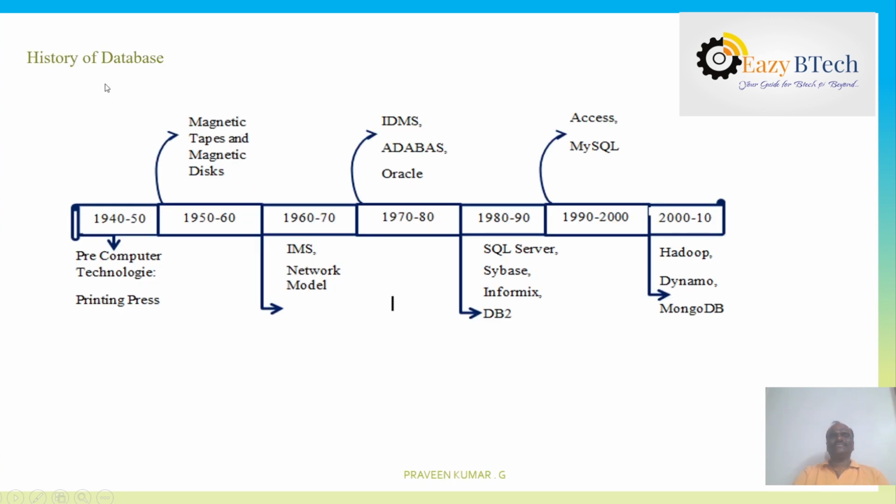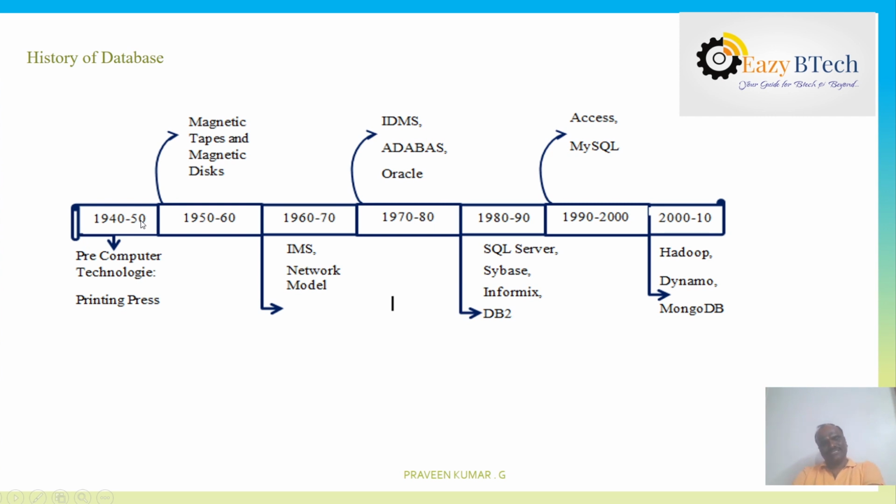Next, what is the history of the database? What about the history of the database management system? Before the 1960s, data may be stored in magnetic files. 1940 to 1950, here this chart is in the form of decades, meaning 10 years. This is the pre-computer technology, the printing press. We were not using computers before the 1950s. They were using some calculators in the 70s and 80s.